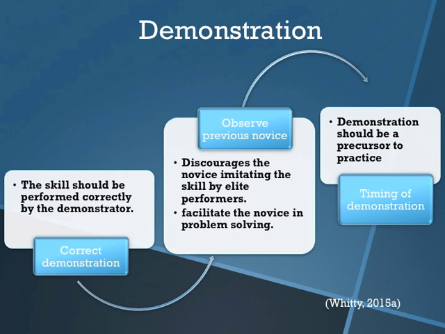It is important for the demonstrator to perform the skill correctly to enable the novice to have the correct movement patterns for the skill. The demonstrator must show examples of the skill being performed by previous novices to discourage the emphasis of imitating the skill by elite performers. This will also help facilitate the novice in problem-solving tasks. Demonstrations should also be performed prior to the commencement of practice.